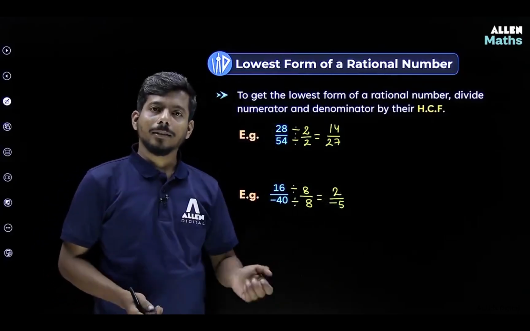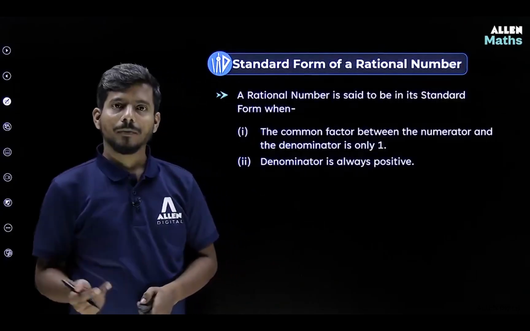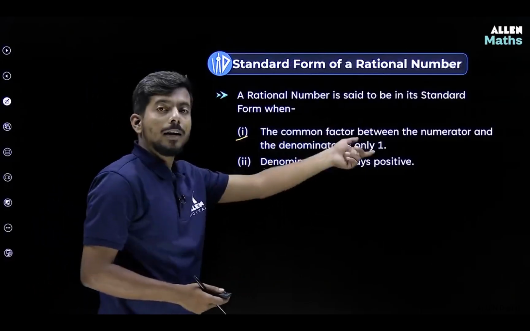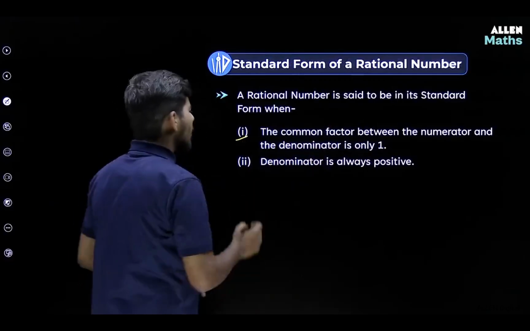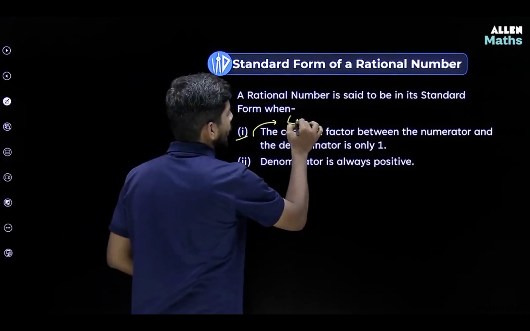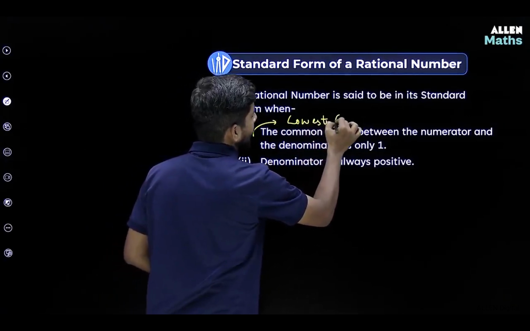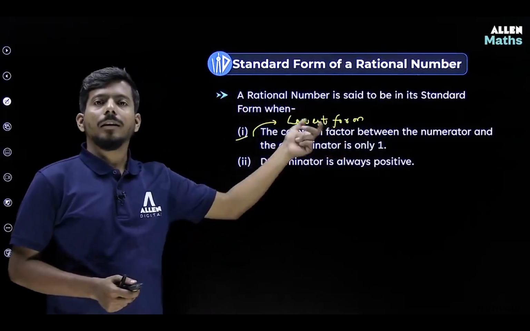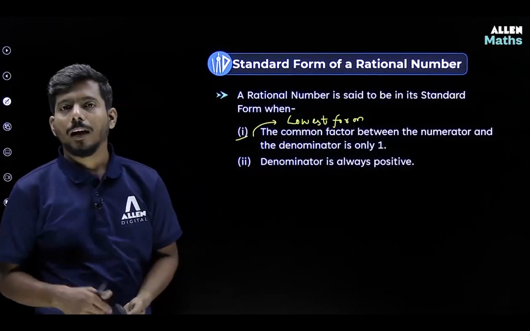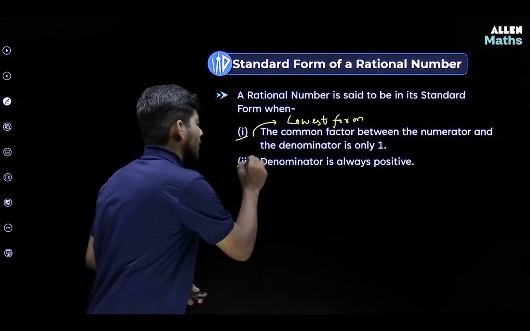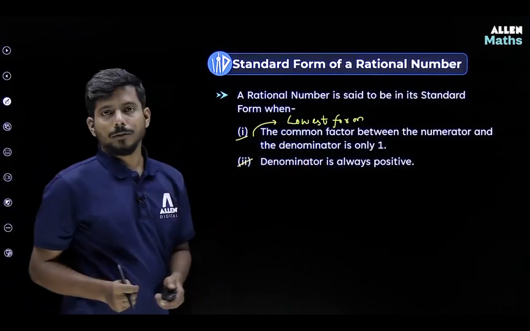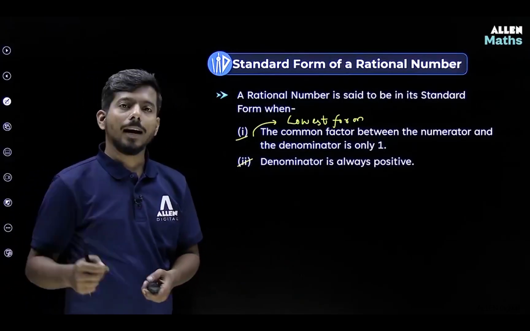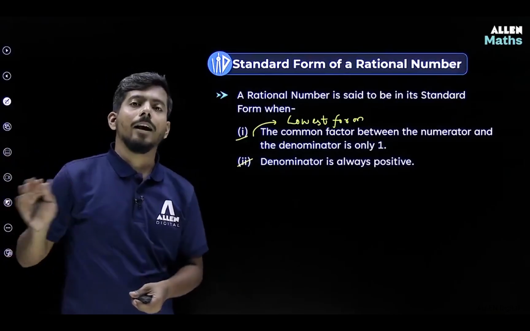Okay, now let's discuss the standard form of a rational number. Here we have two conditions. The first is that the common factor between numerator and denominator should be 1. This is the same condition as the lowest form of a rational number. So we can say that our standard rational number is also in the lowest form. Now we have one more condition for the standard rational number: the denominator is always positive. In the previous example, we saw that the denominator was negative. It means that was not in the standard form.